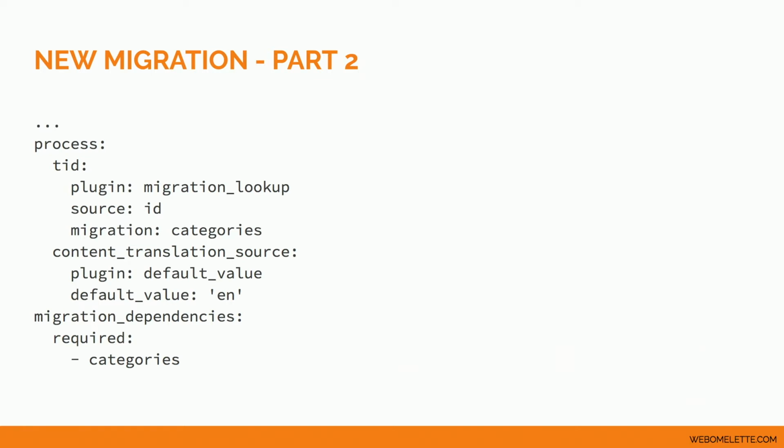And then this is again a default value set to English, the content translation source field, which is a core field that is needed for translated entities to say, okay, I'm a translation of this entity and the original source language of the entity is English. It has nothing to do with the migrations. This is just what core does when you translate even something from the UI. And then we just put a dependency on our previous migration so that we can't run this without having run the other one, because it just doesn't make sense.